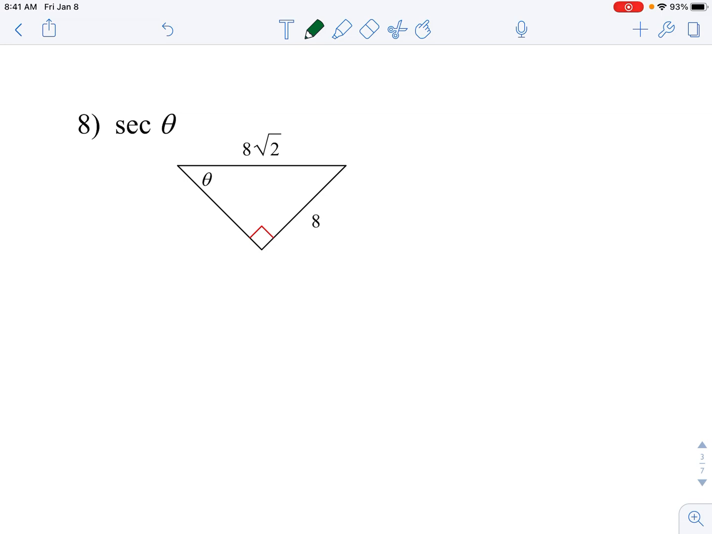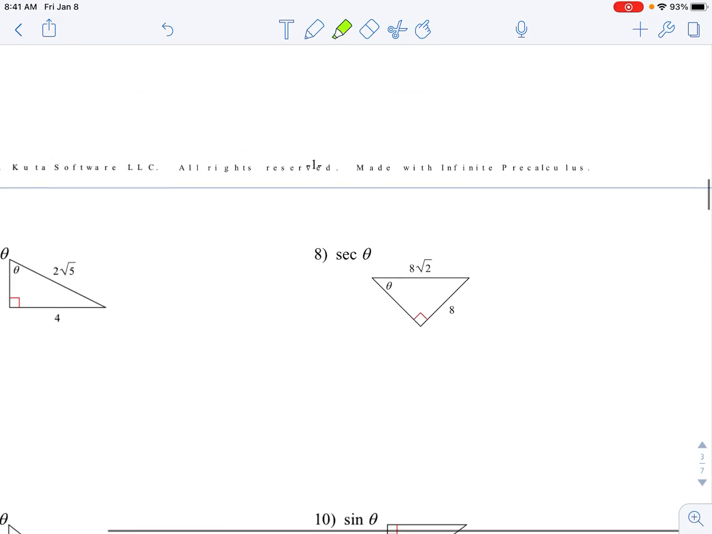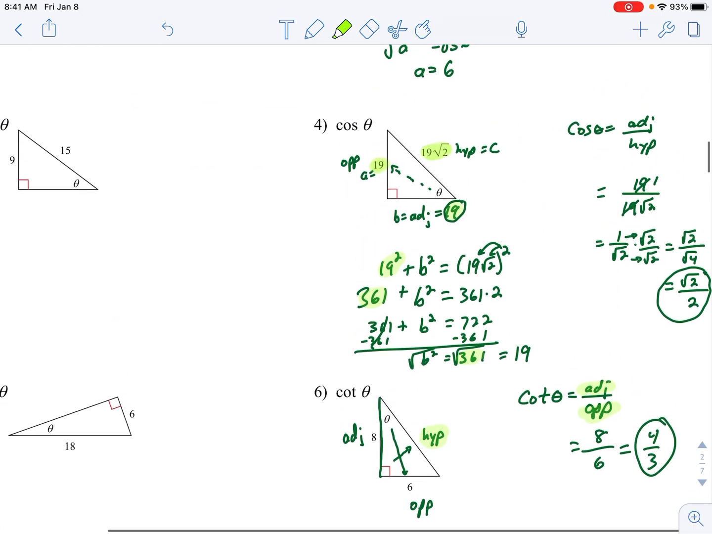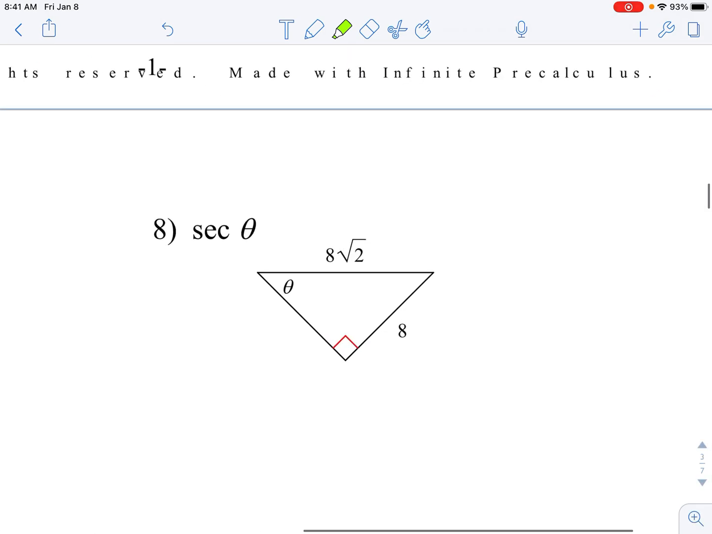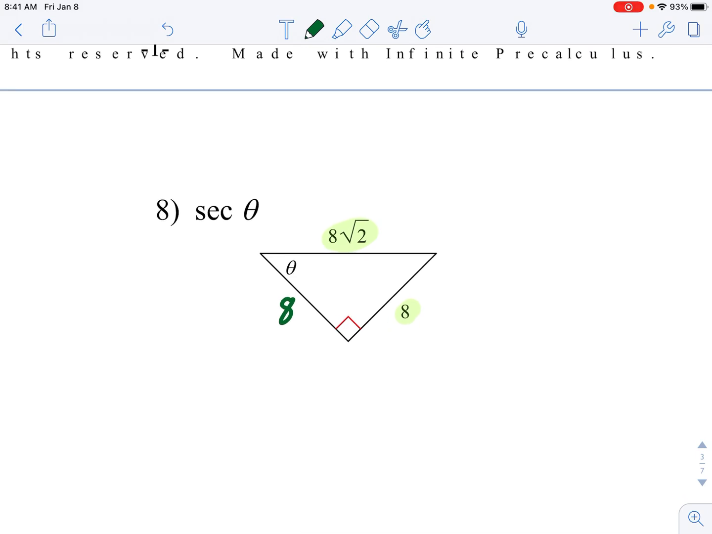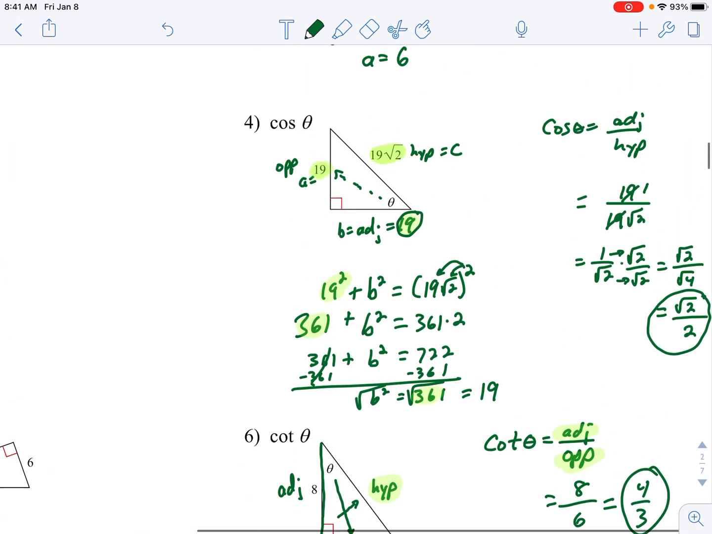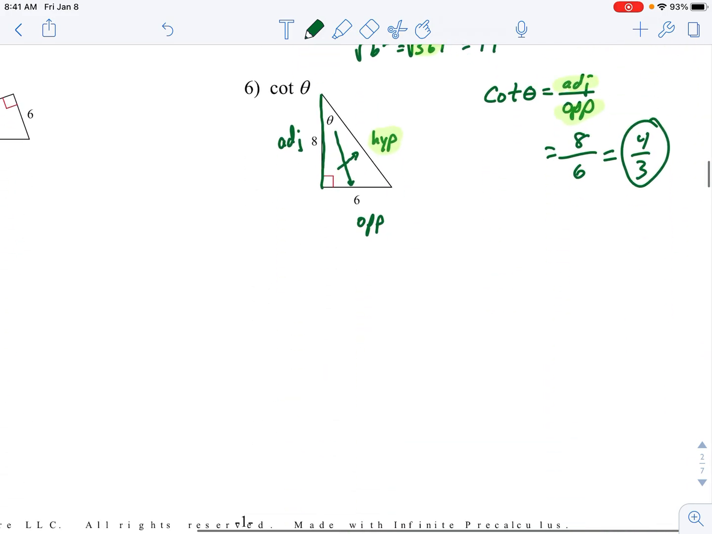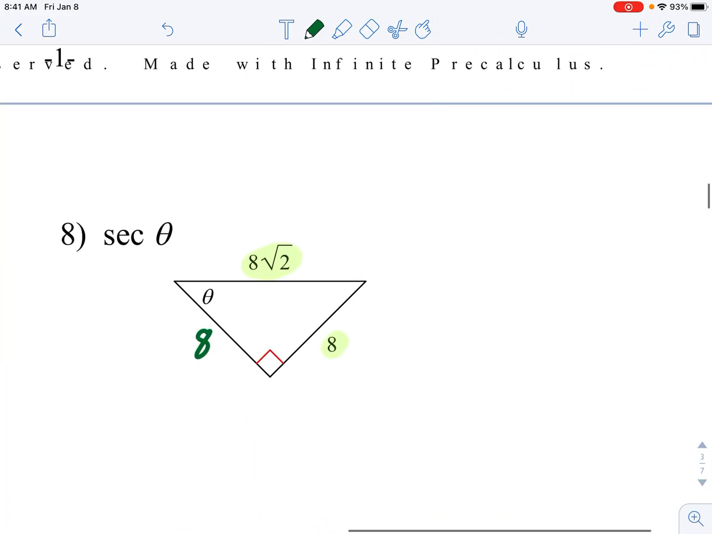Secant. Now, what I can say about this one is kind of like what I said about number 4 up here. We've got 8 and 8 square root of 2. If you remember from geometry, that's a little tip off that this is an isosceles triangle, 8, 8 square root of 2. So I'm going to save ourselves a bunch of the work that I did up in number 4. But I'm kind of forgetting something.